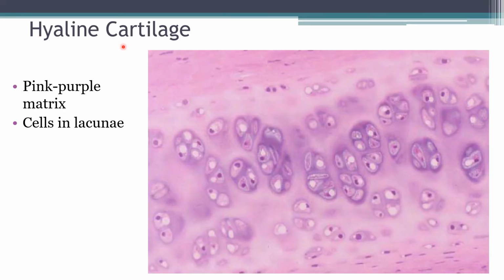So we'll start with cartilage. There's three types of cartilage. The first type of cartilage is hyaline cartilage. This is the most abundant type of cartilage.